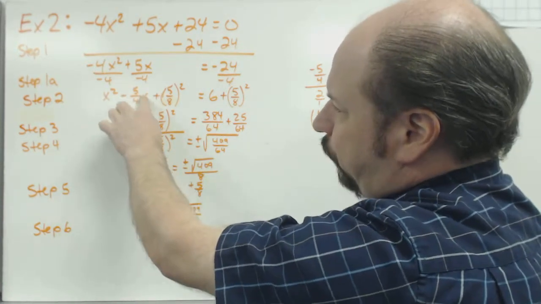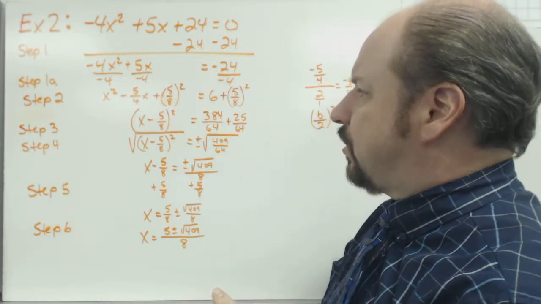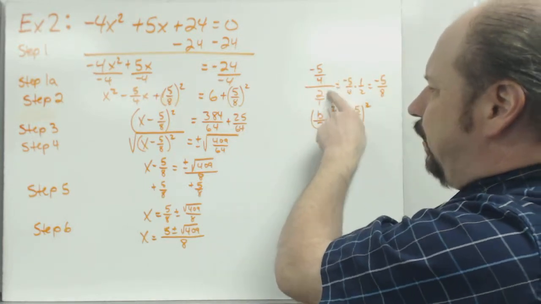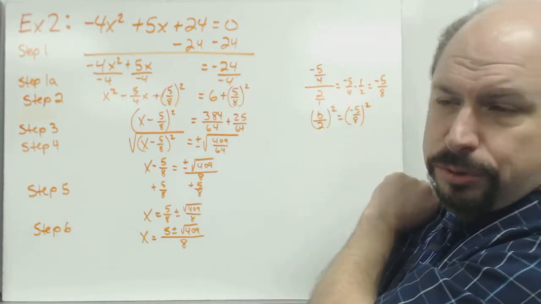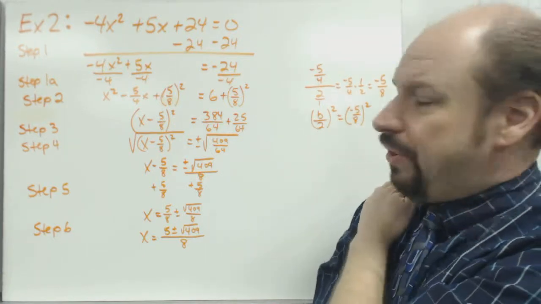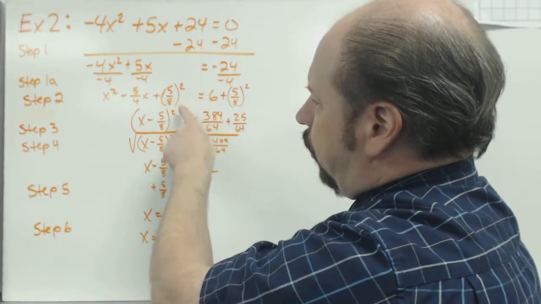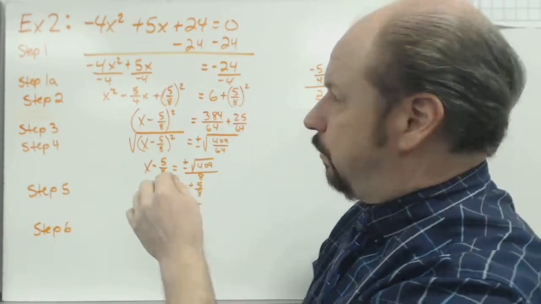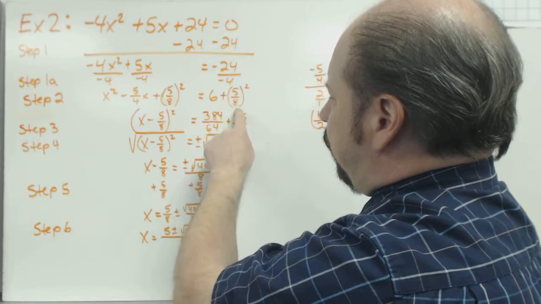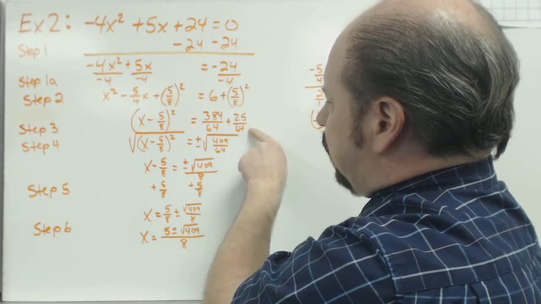And so for step 2, we need to find half of b and square it. So half of negative 5/4, once again, I've shown you here, negative 5/4 divided by 2 is negative 5/4 times 1/2, which is negative 5/8. So we have 5/8 squared here. Remember, if we square the negative, it's going to be positive. That's why I didn't put the negative sign here. And so 6 plus 5/8 quantity squared gives us 25/64.